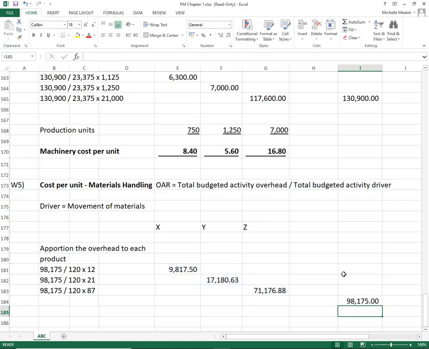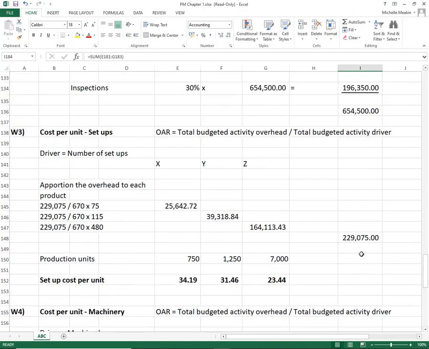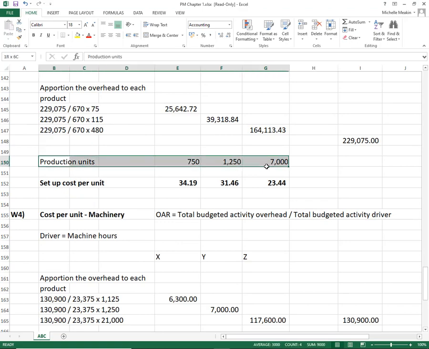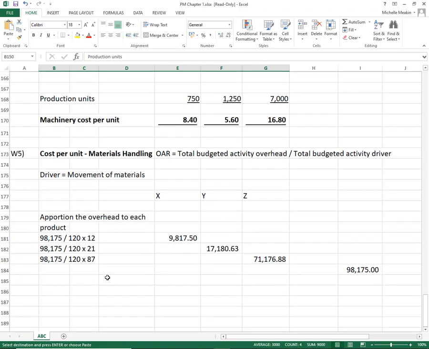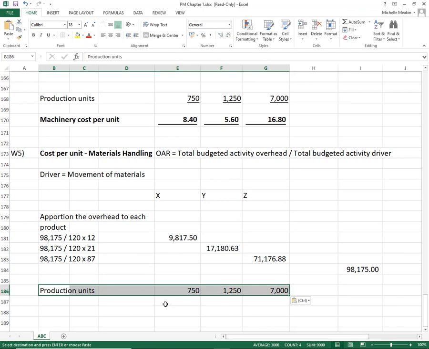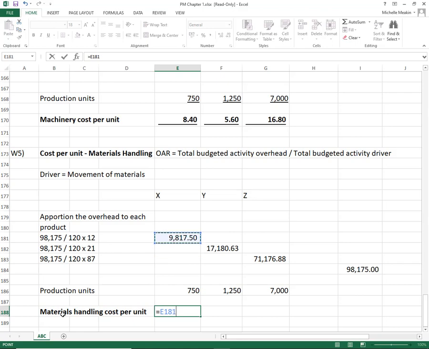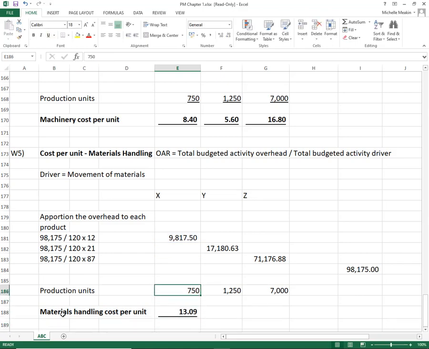And I have apportioned the cost correctly. The 98,175 has been split. Again, I will take down the production units per product and I will work out our materials handling cost per unit by simply taking the overhead I have allocated and dividing it by the production units.